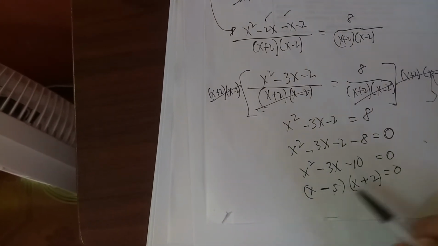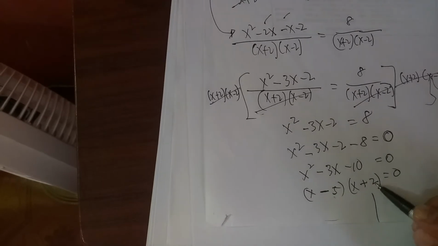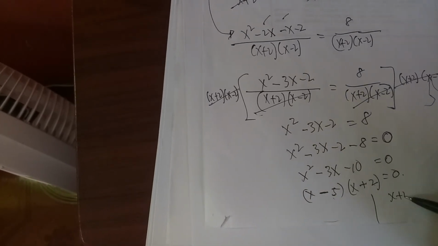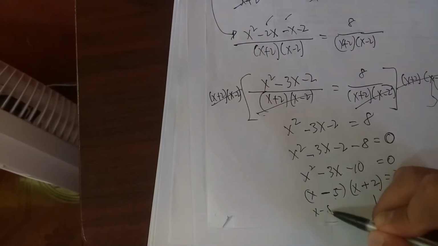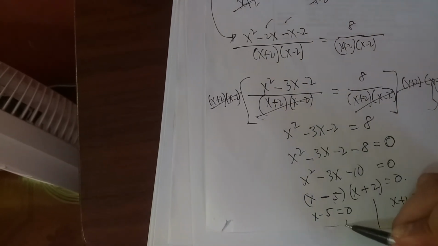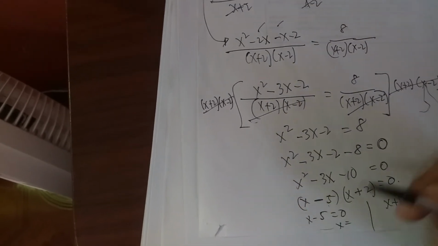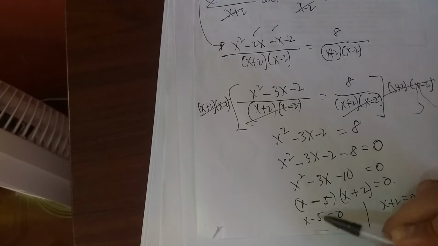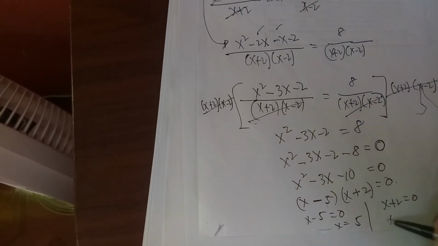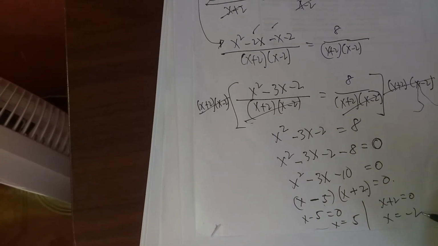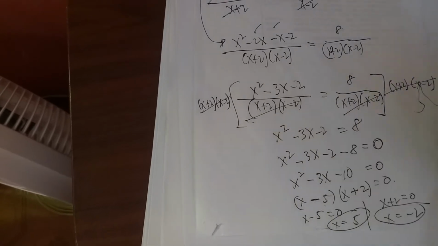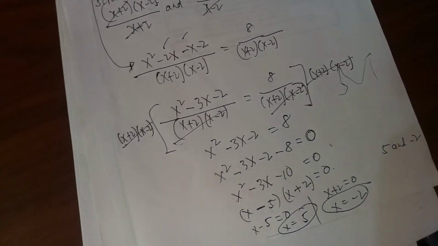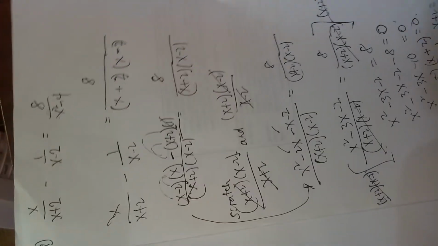So x minus 5 equals 0 and x plus 2 equals 0. Here x plus 2 equals 0, here x minus 5 equals 0. Move these to the right side, positive 5, and positive 2 will become negative 2. Therefore, we have two values for x, right? 5 and negative 2. You may take a screenshot.